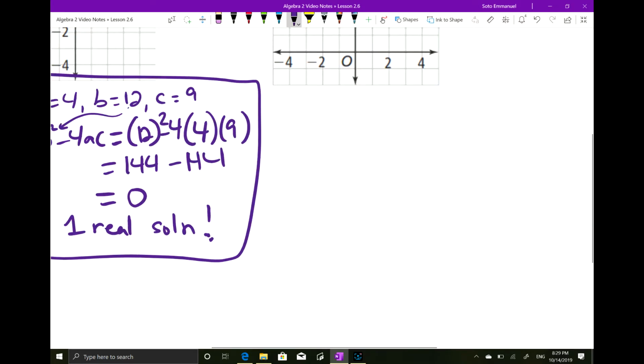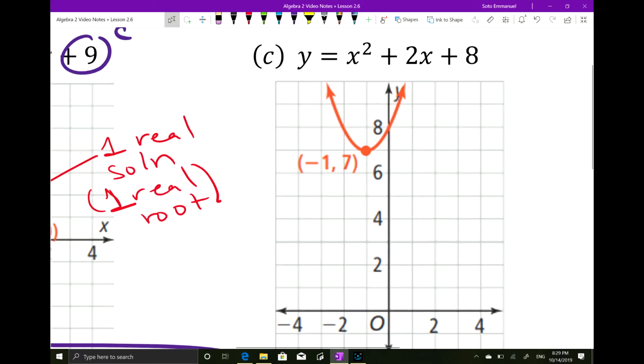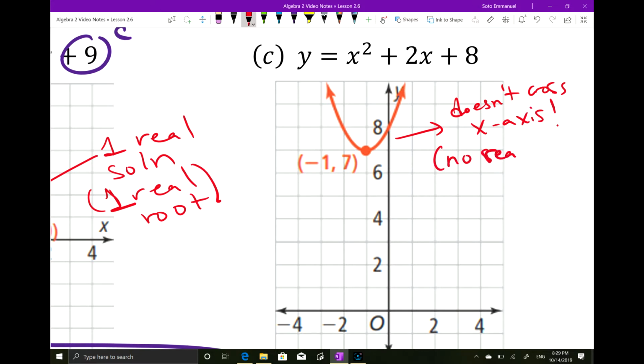All right. Now look at the last case. So again, if you look at the graph here, it doesn't cross the x-axis at all, right? So it doesn't cross the x-axis. So that means there are no real solutions. It doesn't say that there are no solutions at all. It's just saying there are no real solutions, which means it has to be imaginary.